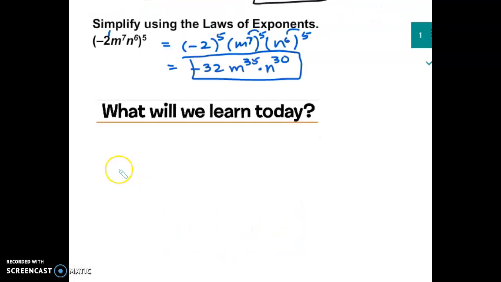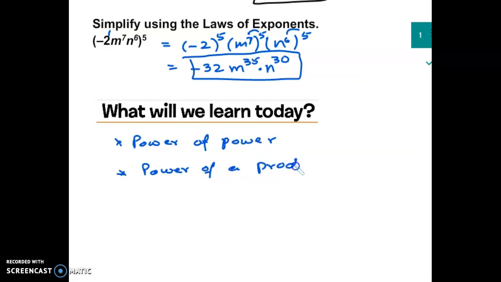Just a reminder, what we learned today is the power of a power. That's the first rule. We multiply the exponents. And then the next one is power of a product. So these two are the rules we learned today.